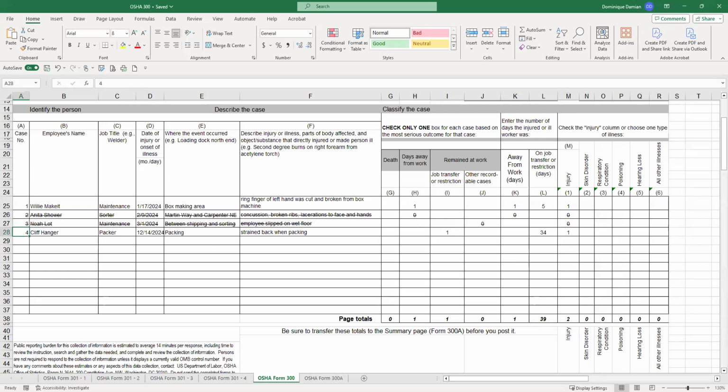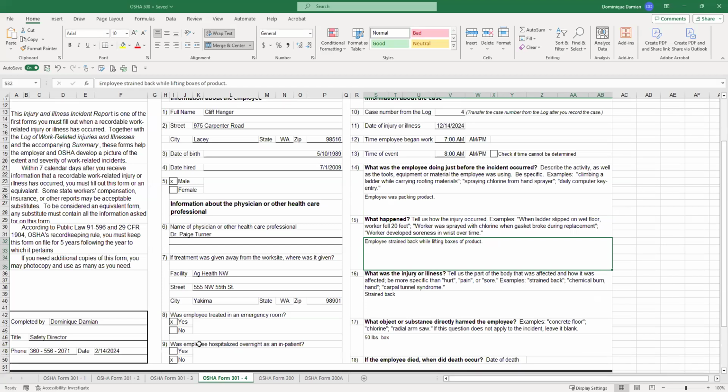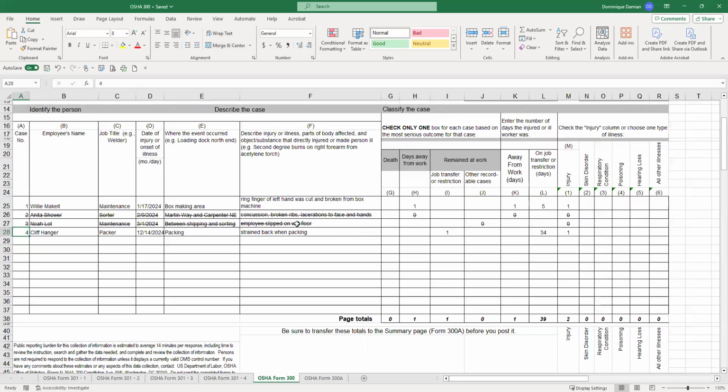Now I have just one more that I want to talk about. This is another type of common obstacle that you might face as an employer. So on this accident, the employee was packing product and ended up straining his back while he was lifting boxes. The employee went to the doctor. He was not hospitalized or anything, but he is on job restriction now. He can come back to work, but he is on job restrictions. So we offered him light duty.